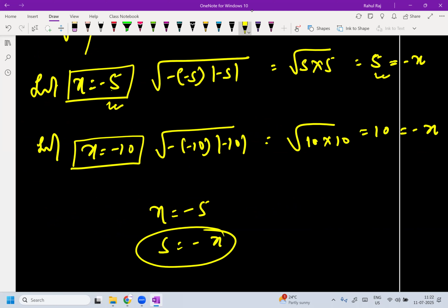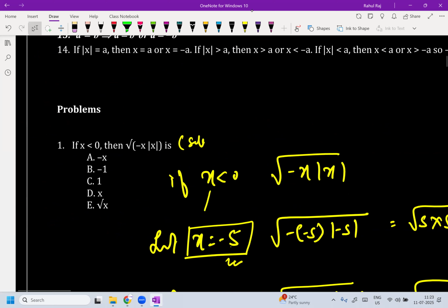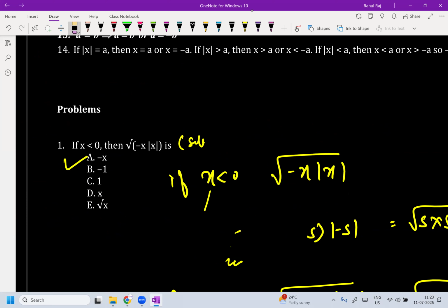Simple. You have assumed x is equal to negative 5, so 5 is equal to negative x. I have assumed x is equal to negative 10, so 10 is equal to negative x. That's it. So negative x is the right answer. And please understand one thing again. This was a conservative method. Always ensure mod questions can be solved logically and with the conservative method. But logically, how do you solve it in one second, without touching pen and paper?